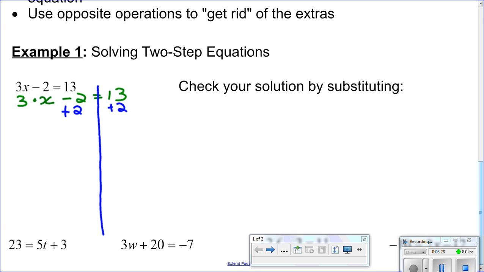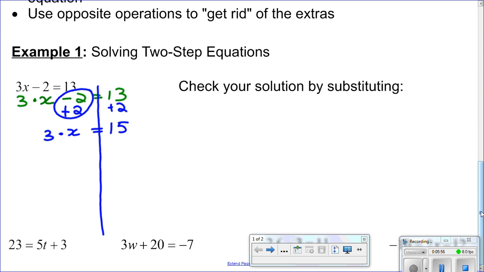And notice that I'm only adding 2 once on each side of the equation. I'm not adding 2 to everything. I'm adding 2 once on either side of the equation. So that way, minus 2 and plus 2 is going to equal 0. So then we get left with 3 times x equals 15. So we're just solving it kind of like it was 2 separate one-step equations that have been put together.